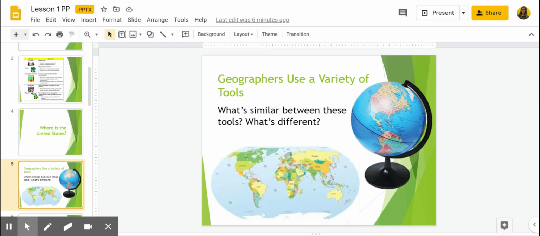Well, it's really not easy to describe the relative location of such large places such as the United States. So geographers use a variety of tools, geographic tools, such as maps and globes. And as you can see here, I have a map and I have a globe. I want you to think about what's similar between these tools and what's different. As you can see, the map is flat and you can see all of the continents, and the globe is round. You can only see a portion at a time because it truly depicts the Earth, because the Earth is a sphere.